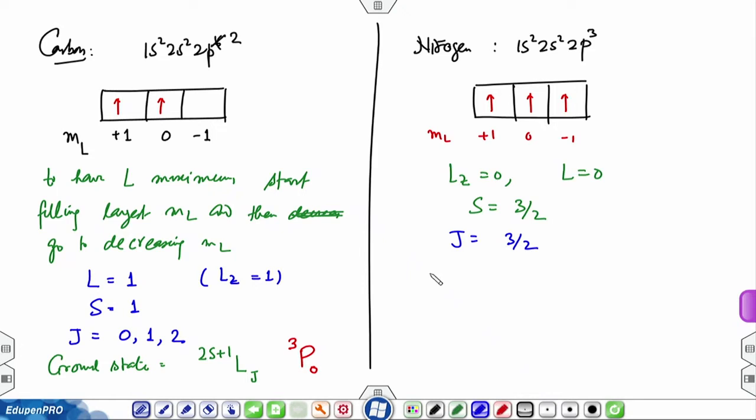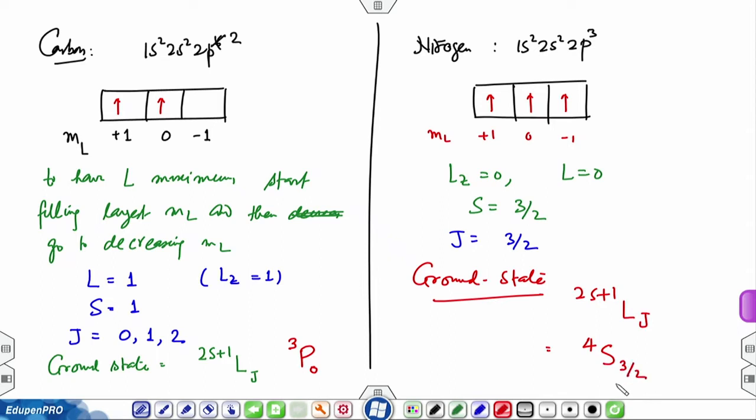So, its ground state is going to be 2S plus 1, L, J, which in this case happens to be 4, L is S, J is 3 halves.